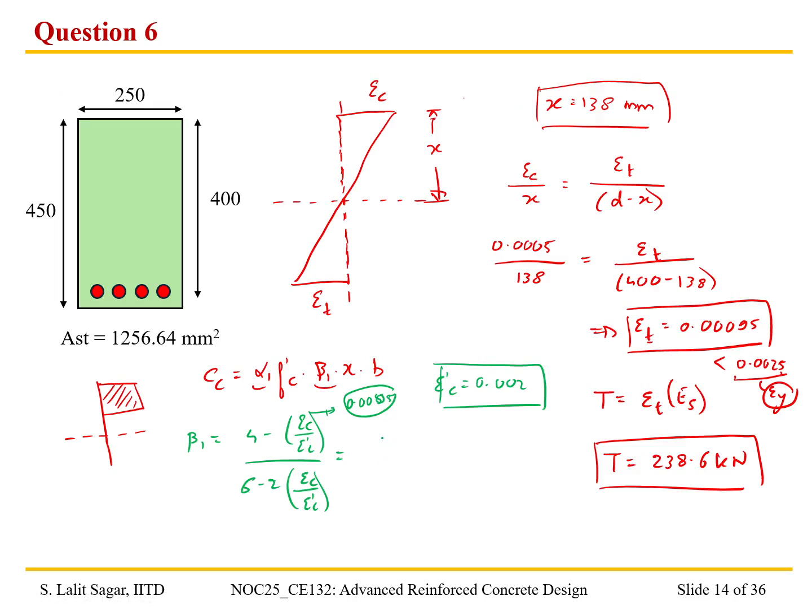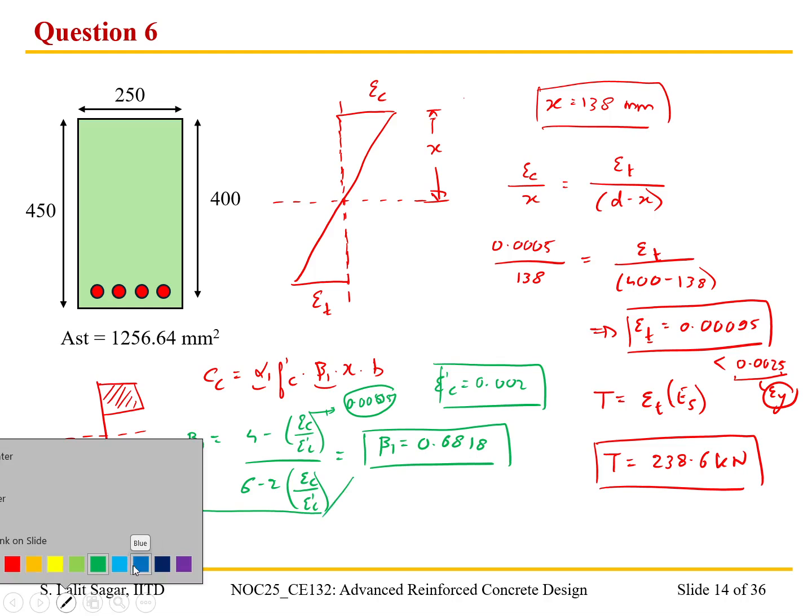Substituting, we get the value of beta 1 as 0.6818. Okay, then we have the expression for alpha 1. I'll take a different color once again for better contrast.